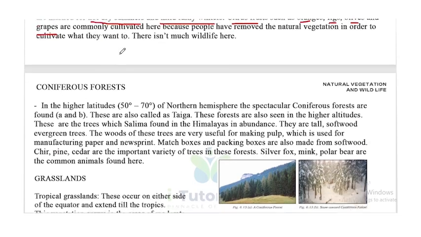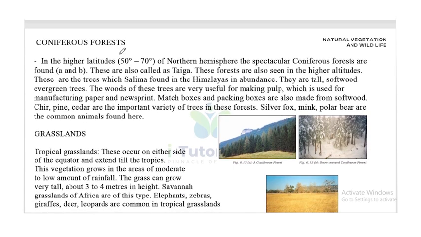Moving forward, next one is coniferous forest. In the higher latitudes, between 50 degree and 70 degree of the northern hemisphere, the spectacular coniferous forests are found. They are also called taiga. This vegetation or these forests are also called taiga type of vegetation.